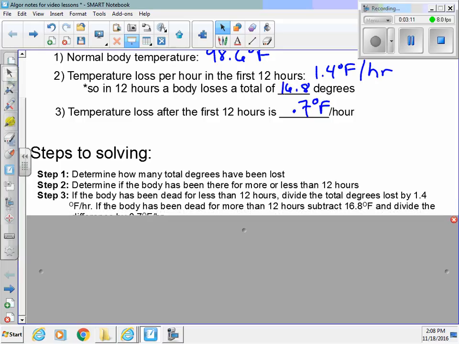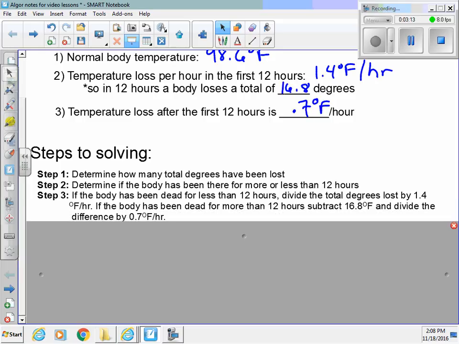Step 3. Okay, so if the body has been dead for less than 12 hours, you're going to divide the total degrees lost by 1.4 degrees Fahrenheit per hour. But if that magic number was over 16.8, you're going to subtract 16.8 degrees Fahrenheit from that number and divide the difference by 0.7 degrees Fahrenheit per hour. If you need to pause this to write everything down, please do that.